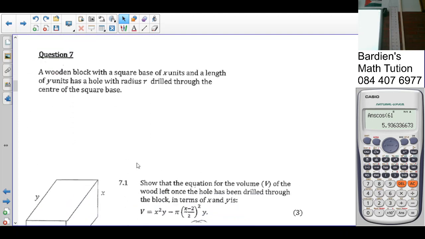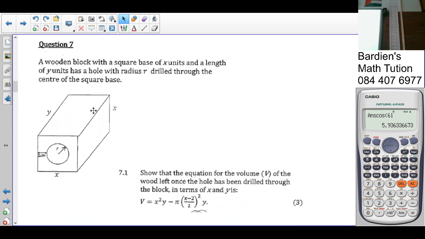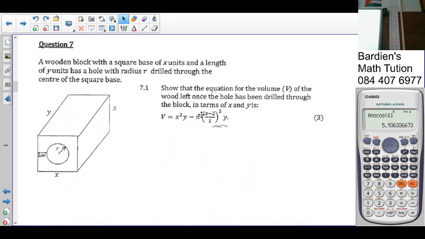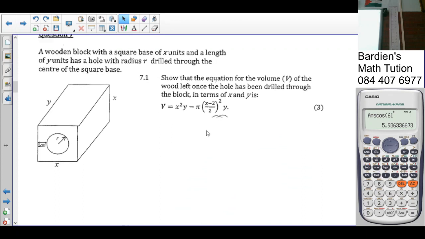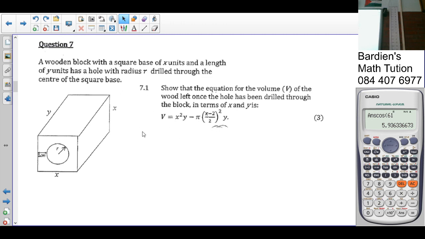Question 7. This is your measurement question. In question 7, we are told a wooden block with a square base of x units and a length of y units. A wooden block with a square base. So if this is a square base, all this here is going to be x. And the length of y units, which is the depth of the object, has a hole with a radius r drilled through the center of the base.